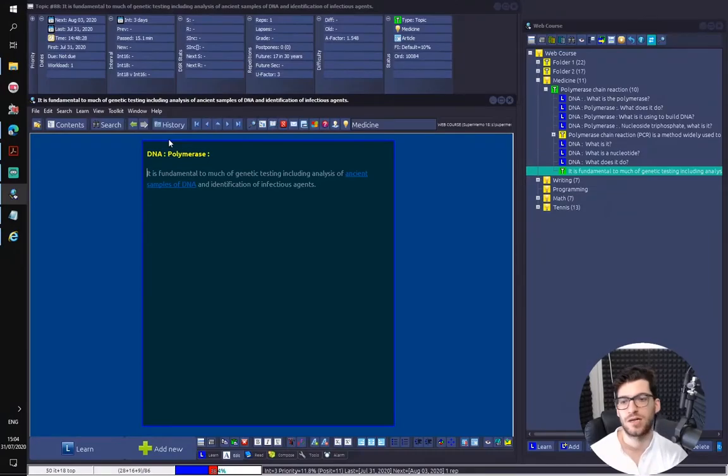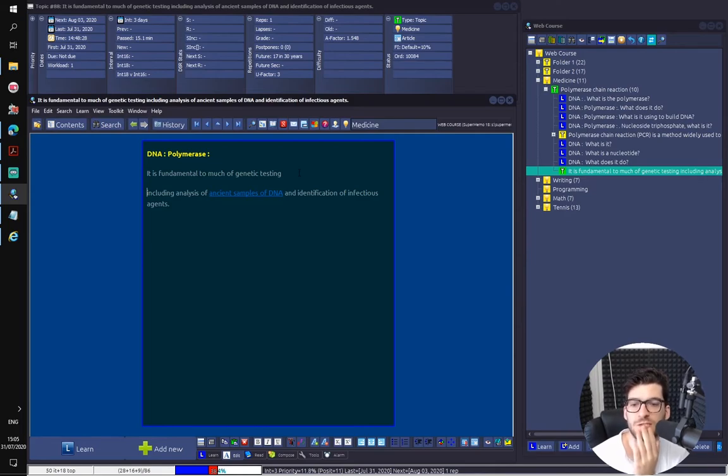So, here you can see it's fundamental to much of genetic testing. Here, it is fundamental to much of genetic testing, including analysis of ancient samples of DNA of infectious agents. Okay, these are obviously different stuff. I would say that this comes from this, so I would do this. Look at the magic, genetic testing.